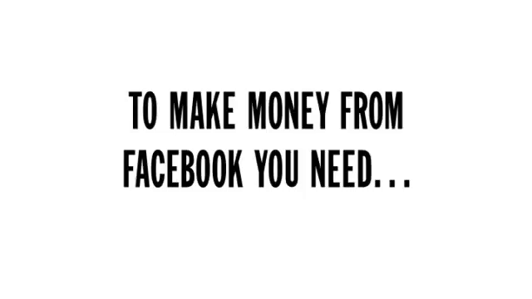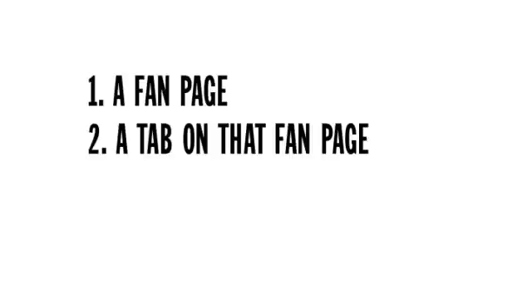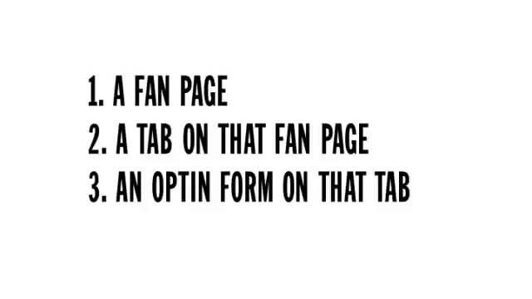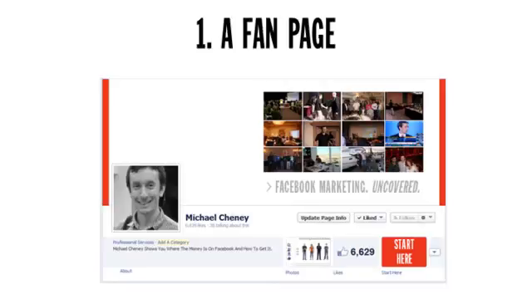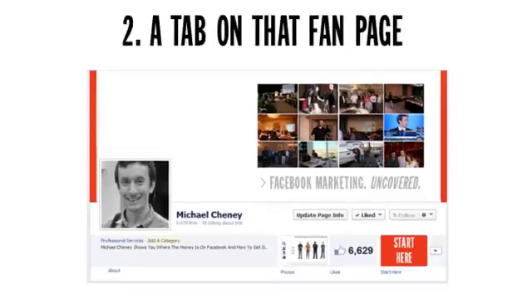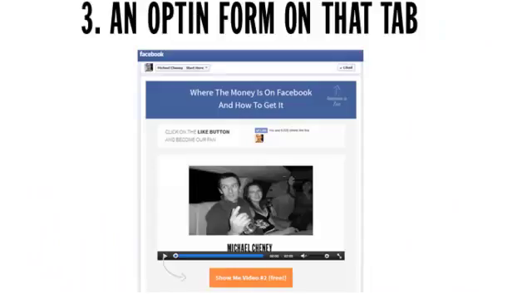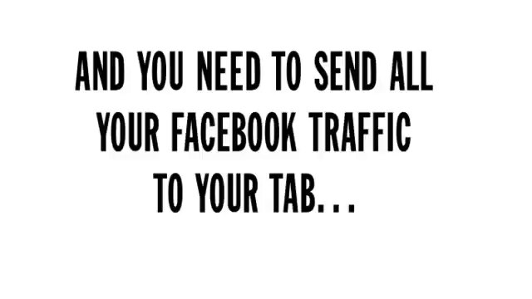So here's a quick reminder. To make money from Facebook, you need a fan page, a tab on that fan page, and an opt-in form on that tab. So you need a fan page like this, you need a tab on the fan page like this, and on that tab you need an opt-in form like this. Once you've got that, you need to send all your Facebook traffic to that tab.